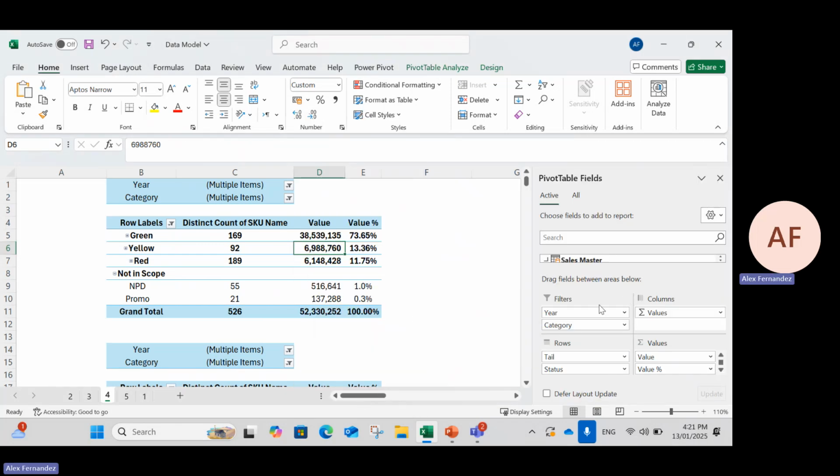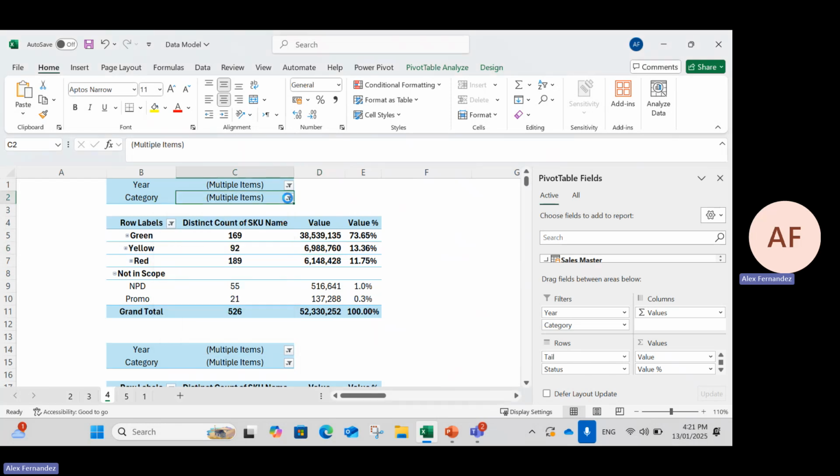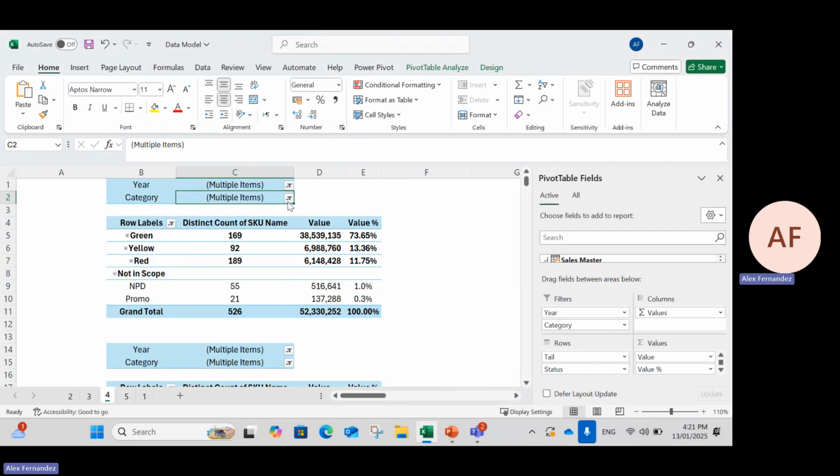First pivot, you put the year, you filter the years in scope, which is 2022, 2024, 2023, 2024. The categories should always be candies and gum. We should always filter out others. And we put the tail: green, yellow, red, and not in scope. And we add under it the status for us to understand in not in scope what are the statuses.